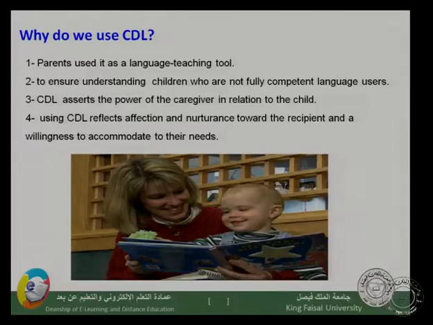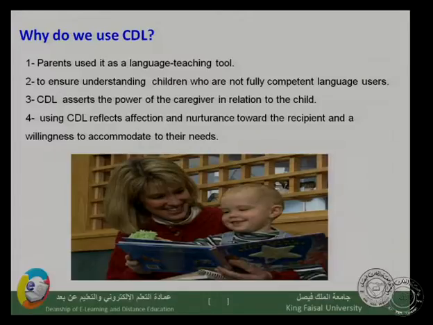Number three, child-directed language asserts the power of the caregiver in relation to the child. Usually a caregiver can be either a babysitter or one of the parents, someone who cares for the child.